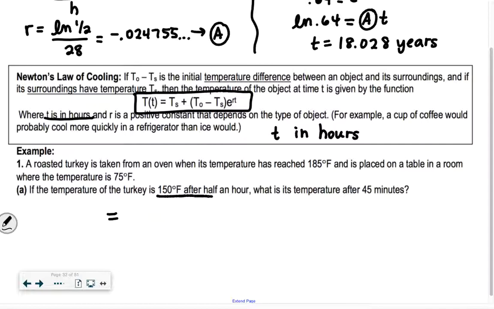So we want to know that, so we said that its temperature is 150 degrees Fahrenheit after half an hour. So this is T equals 1/2. And then how about 45 minutes? What would I do there for the time? What fraction of an hour? 3/4 of an hour, right.